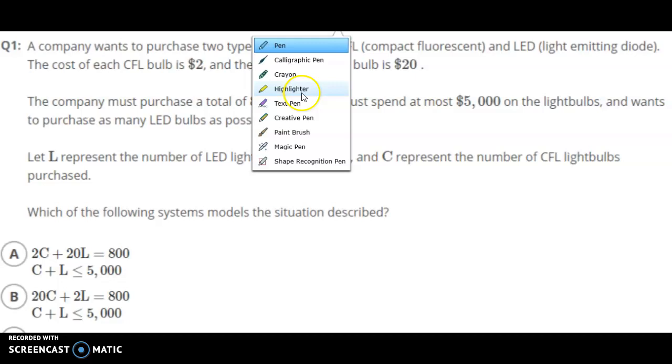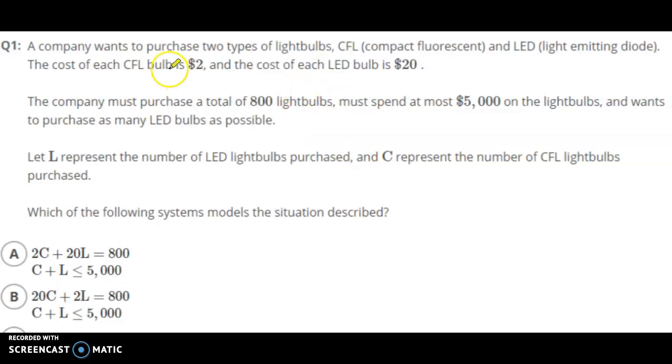So the question reads, a company wants to purchase two types of light bulbs, CFL and LED. The cost of each CFL bulb is $2 and the cost of each LED bulb is $20. The company must purchase a total of 800 light bulbs, must spend at most $5,000 on the light bulbs, and wants to purchase as many LED bulbs as possible. Let L represent LED light bulbs, and C represent CFL light bulbs. Which of the following systems models the situation described?